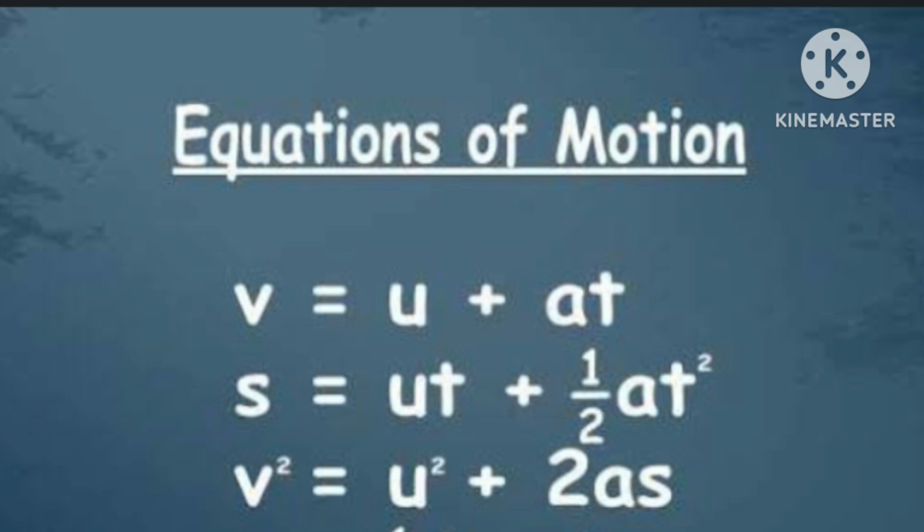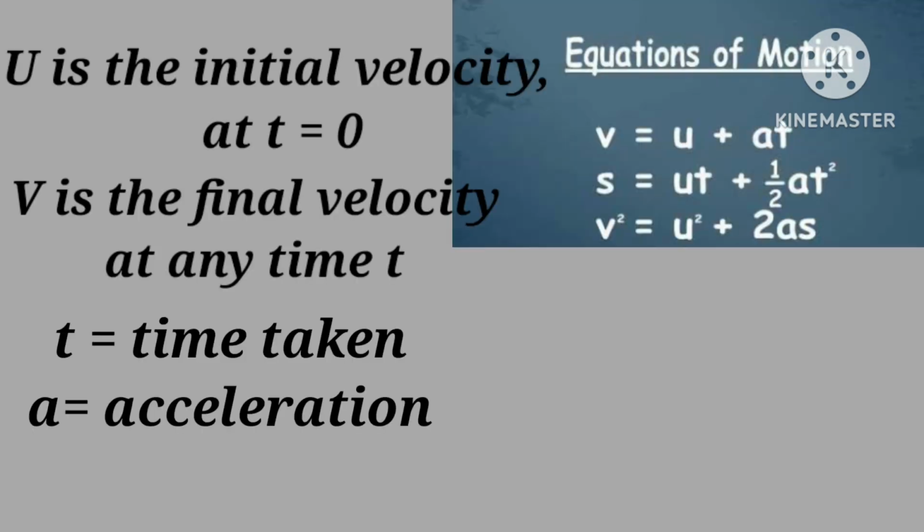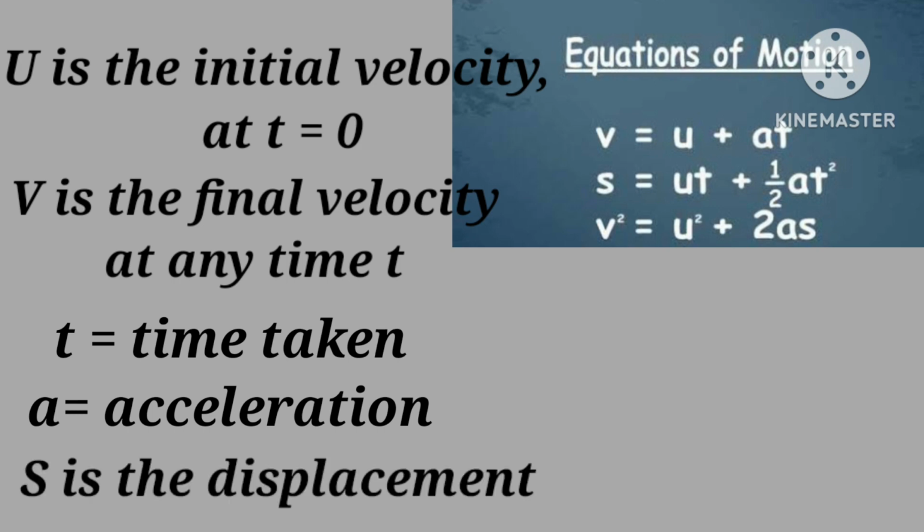In these equations, u is the initial velocity, or we can say the velocity when time is equal to 0. v is the final velocity, or velocity after time t. t is the time taken, a is the acceleration, and s is the displacement of the object at time t.